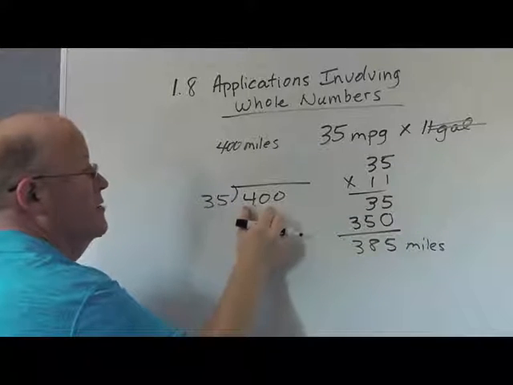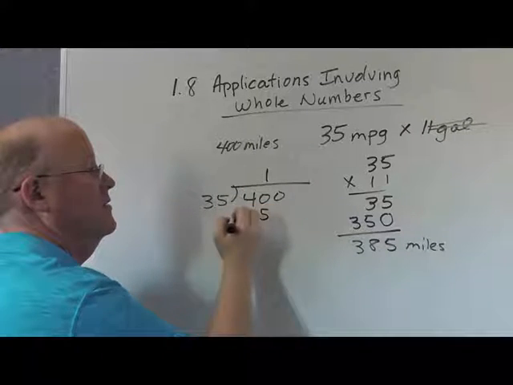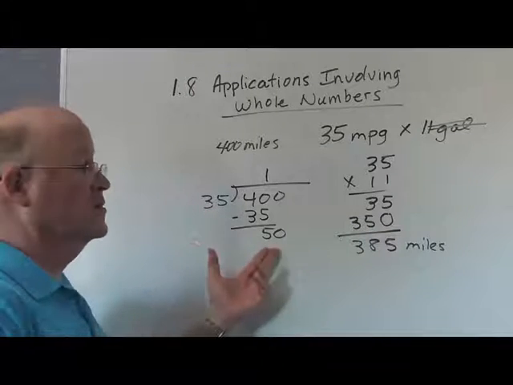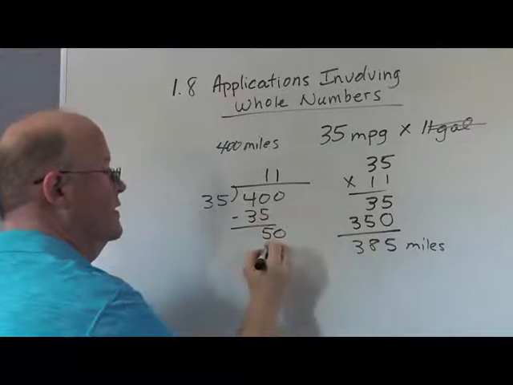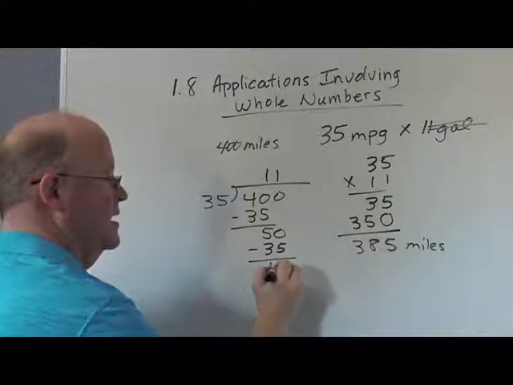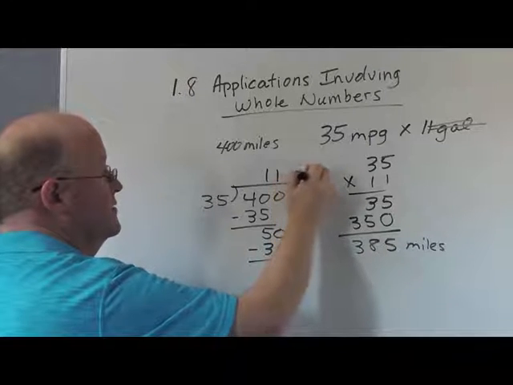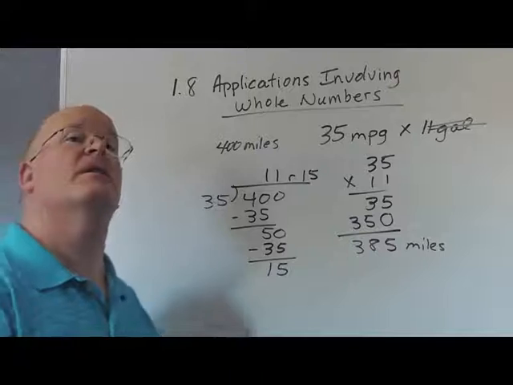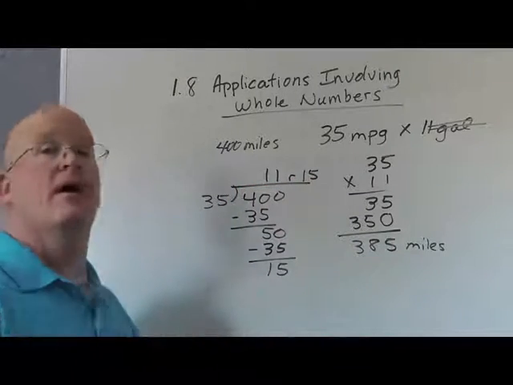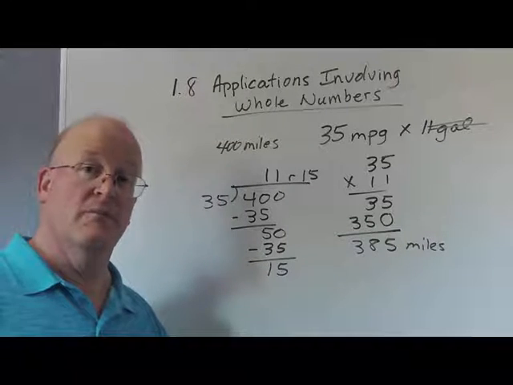35 doesn't go into 4, but it goes into 40 one time. 1 times that 35 is 35. Subtract and get 5, bring down the next 0. 35 goes into 50 one time. That would be 35. We would subtract and get 15. I'm going to go remainder 15 in this case, but we're going to need more than 11 gallons. 11 and 15 35ths, or something along that. More than 11 gallons are going to be needed to drive that 400 miles.